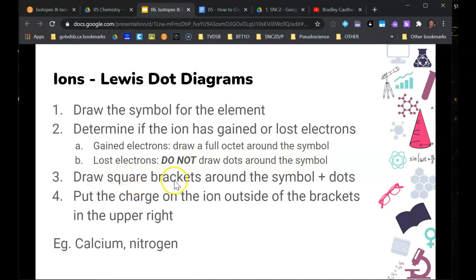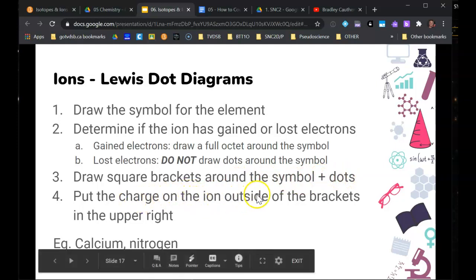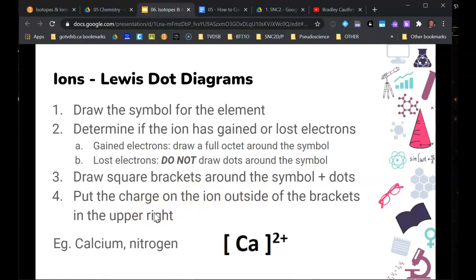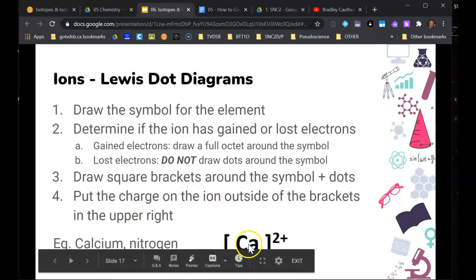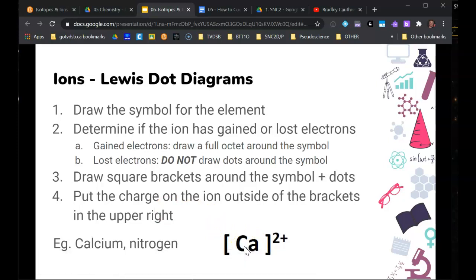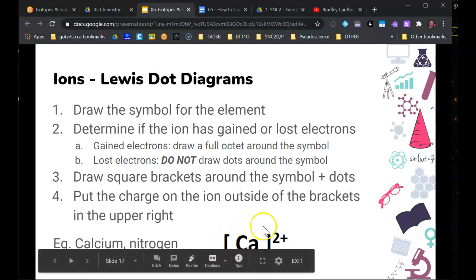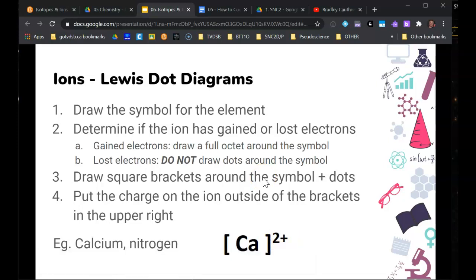And then we're going to draw square brackets around the symbol. And if there were dots, we would draw them around that too. And then we're going to put the charge outside of the brackets in the upper right. And that's what it looks like. So we have the symbol is Ca. We have no dots because it lost electrons. We put the square brackets around, and then we put the charge up in the top right corner. Now you see it written as 2 plus or plus 2. Either one is fine. Our next example is nitrogen.